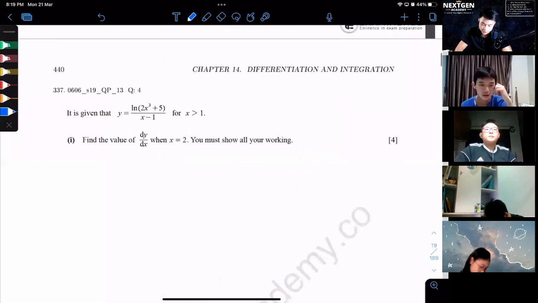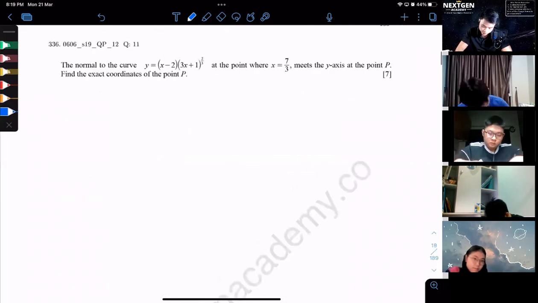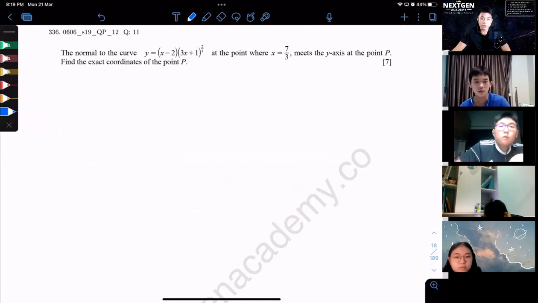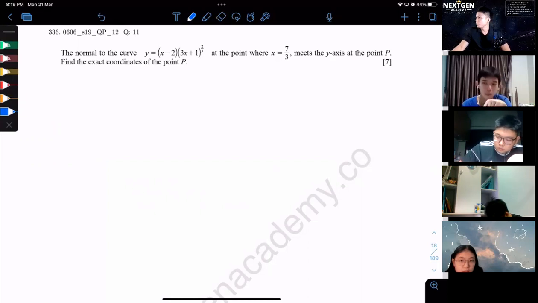So 336 is actually similar to what we did just now. Normal to the curve. You go and find the normal first, then after that you find the y-axis at the point P, and then find the exact coordinate. So same as the first question that we did just now, the steps are the same. You all can go and try this by yourself first. I will send you all the answers later also. Oh, haven't sent yet. You all try first.